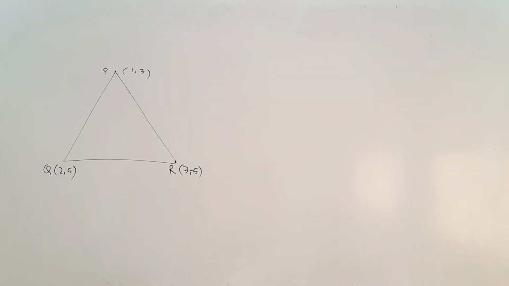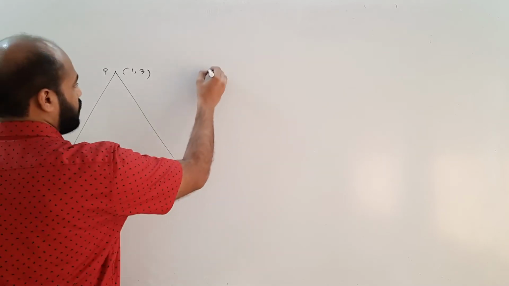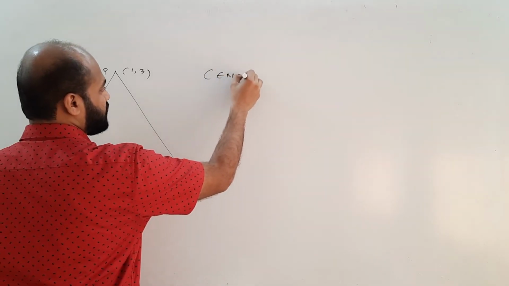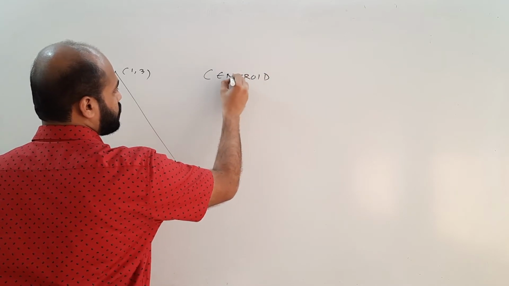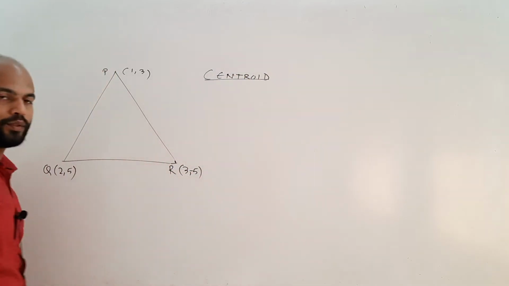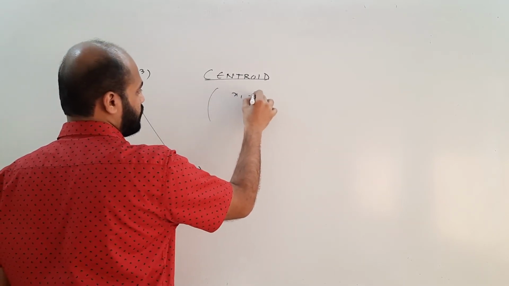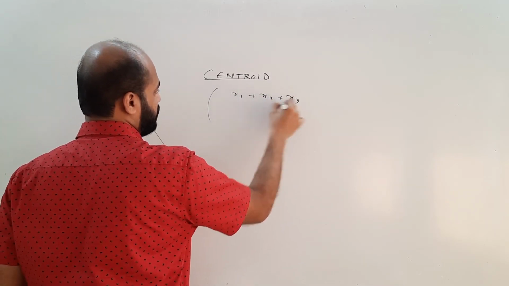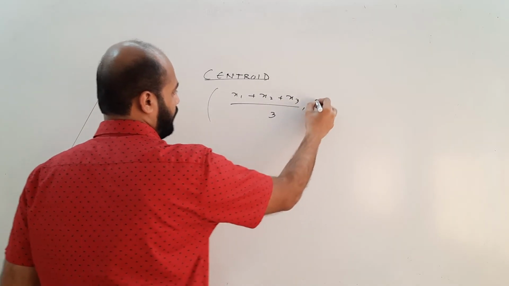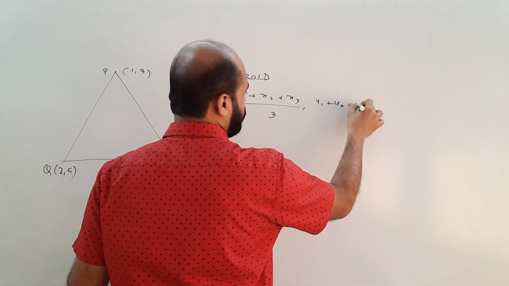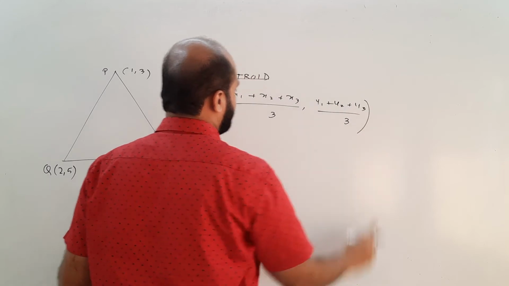The next question is to find a centroid of the triangle. So we have to find the centroid. This is another concept. How do we do that? So the formula is really simple. All that we have to do is to find x1 plus x2 plus x3 by 3, and the other one would be y1 plus y2 plus y3 by 3.